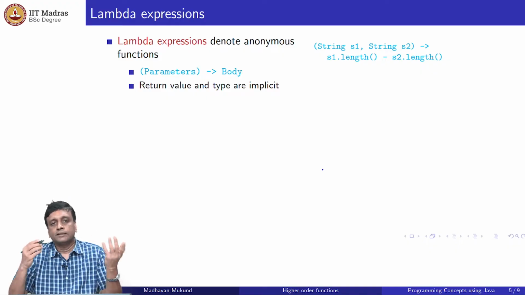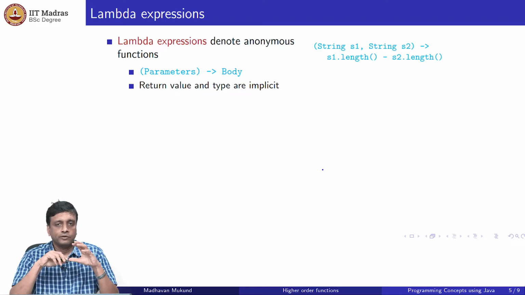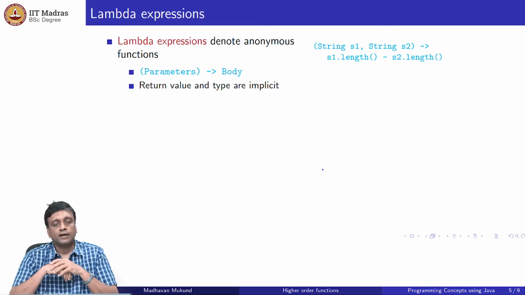So finally, after some evolution, Java decided to allow this. Initially Java did not have this kind of function definition capacity where you can pass a function directly, but now Java has something called a lambda expression. A lambda expression is essentially an anonymous function. It is a function without a name.